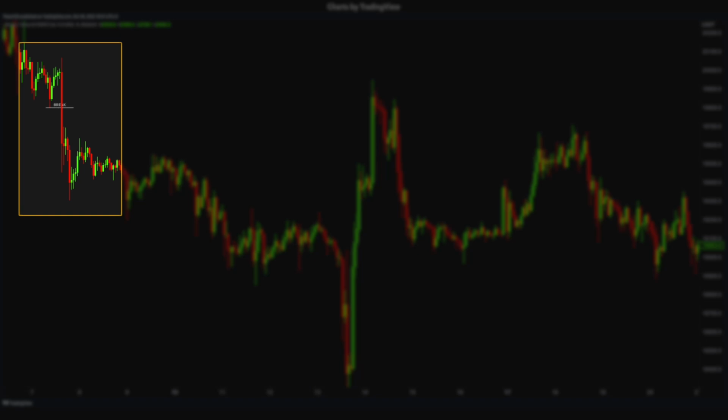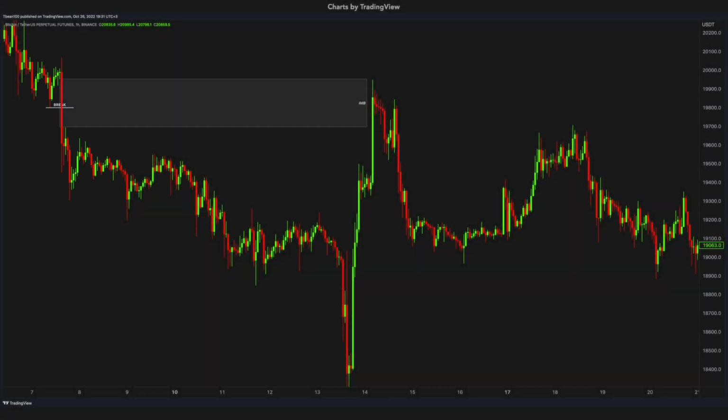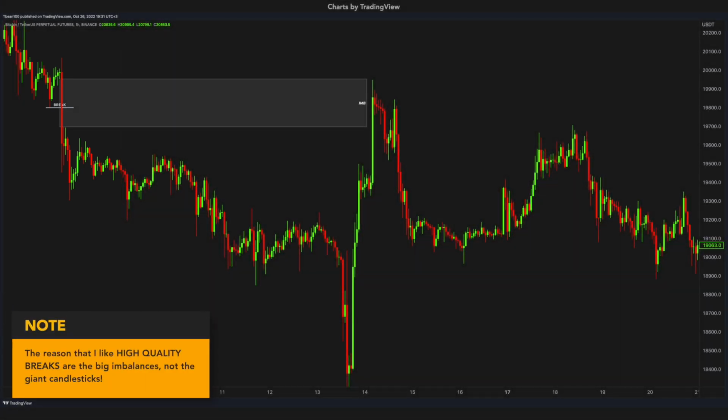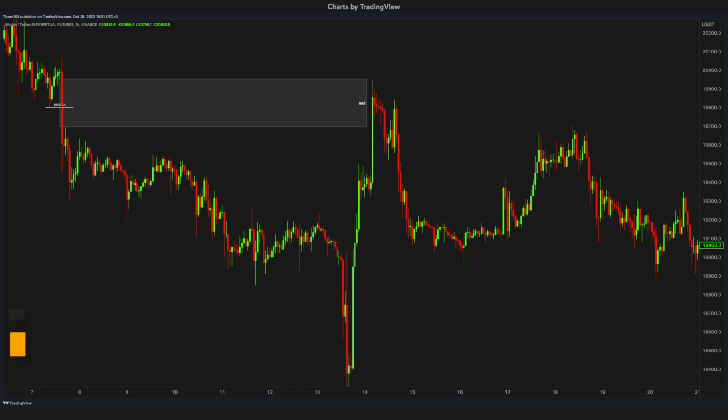A very strong break catches my eye. An incredibly strong and powerful red candlestick right here. Of course, the imbalance. The reason I like high-quality breaks is not the big and giant candlesticks. It is actually the giant imbalances it creates. Now you can see that it creates multiple supply areas, order block and a breaker block. With that supply area, another price action structure appears, the rally base drop, which also has multiple different internal breaks inside.